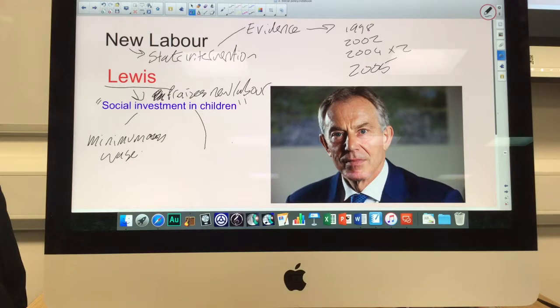If you even go into education, everybody, and talk about things like Sure Start centres, I know that's an education topic, but if you think about it, Sure Start centres providing cheaper nursery care to parents would help them work, and therefore, once again, lift them out of poverty. So there's so many different things that New Labour did to involve themselves in the family, and Lewis praises them for their social investment in children.